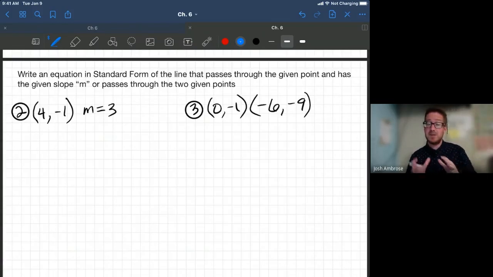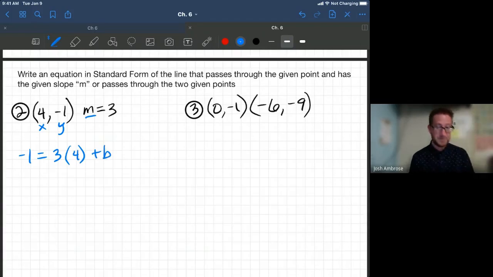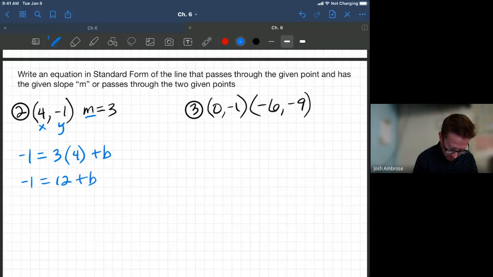All right. So what you have to do is start with slope-intercept, then work into standard. So here's your x, here's your y. There, of course, is your m. So you got negative 1 equals 3 multiplied by your x value plus b. So step 1 is plug in the values that are given. Now we have to solve for b. So you get negative 1 equals 12 plus b. Subtract both sides by 12, and you're going to get negative 13 equals b.